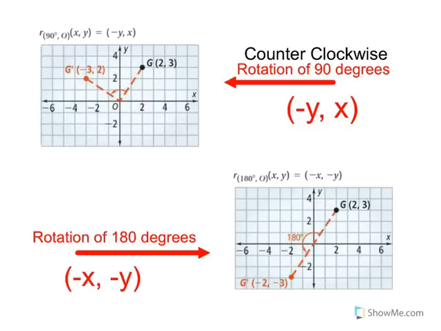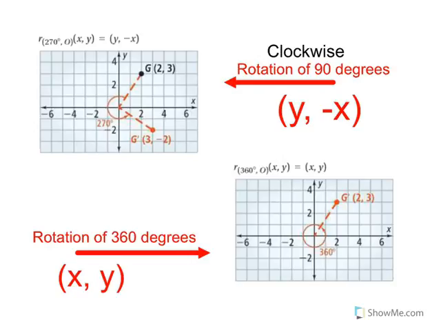So we've got a couple different rules that you can look at to show the rotations. If you have a counterclockwise rotation of 90 degrees, then your original point will become negative y, comma, x. If you have a rotation of 180 degrees, and that doesn't matter which way, because if you go 180 counterclockwise or 180 clockwise, you end at the same position. And that rule is it becomes negative x, comma, negative y.